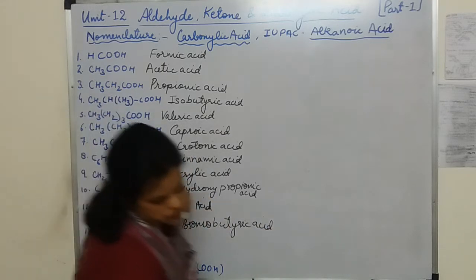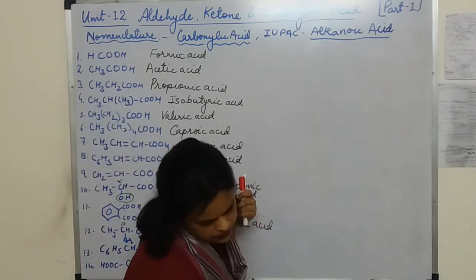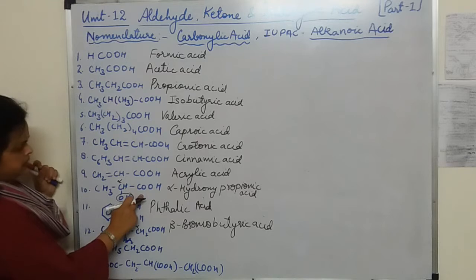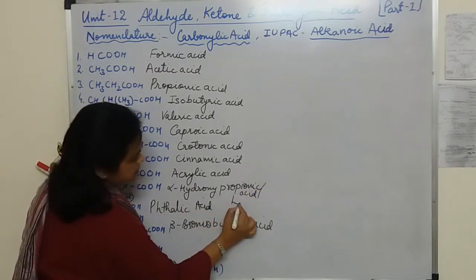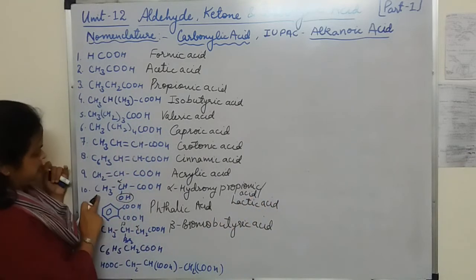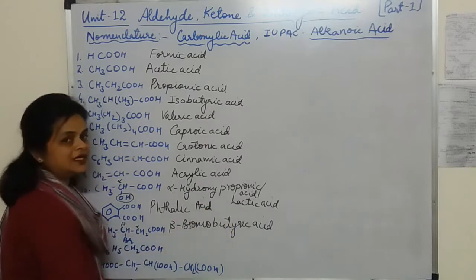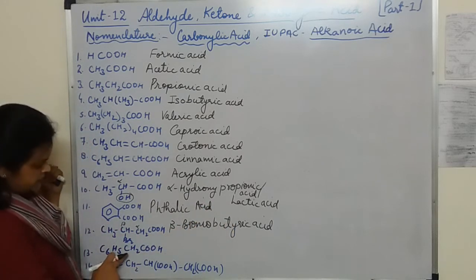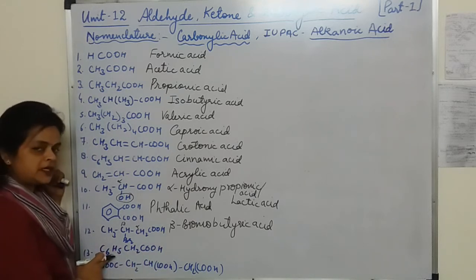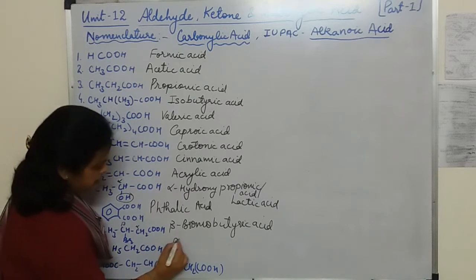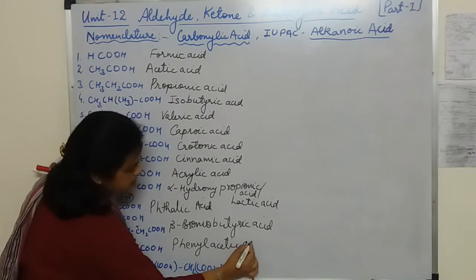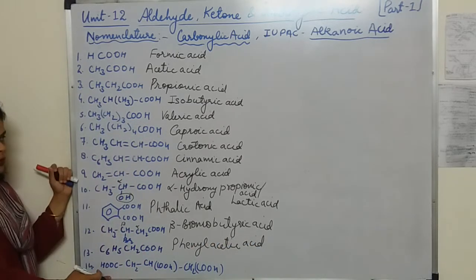Okay. Now here students, one thing more I would like to tell you over here. Its common name is also called lactic acid. Okay. This CH3CHOH, this is also called lactic acid. Now C6H5CH2COOH. If one H is there, that is acetic acid. If the phenyl group replaces that hydrogen, so it is phenyl acetic acid.